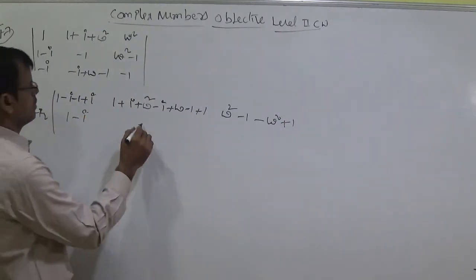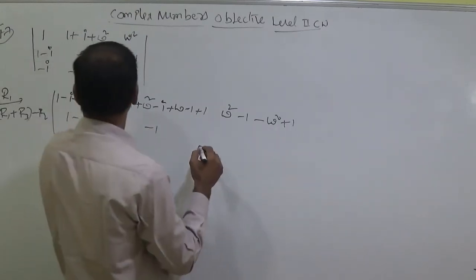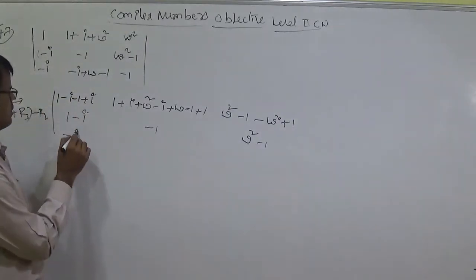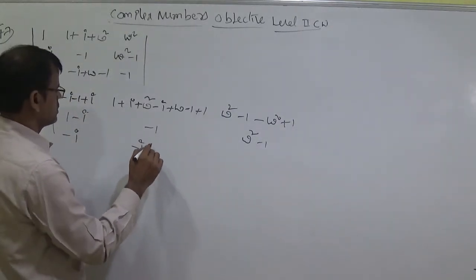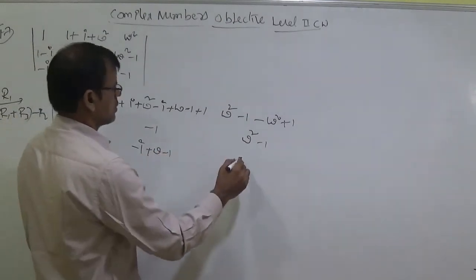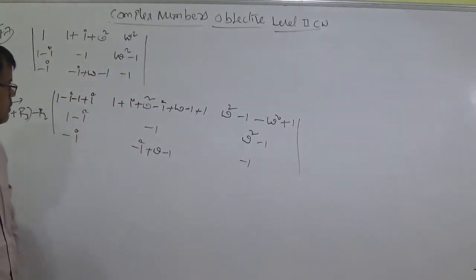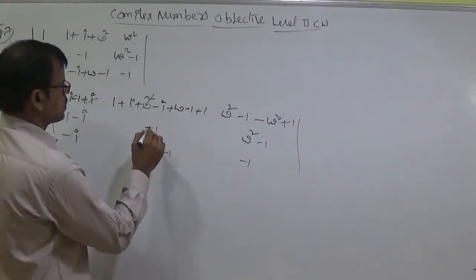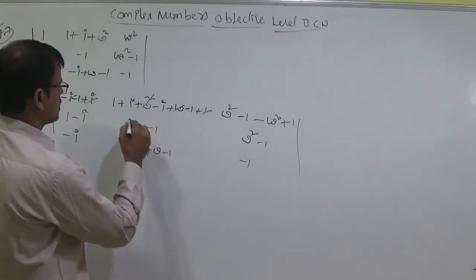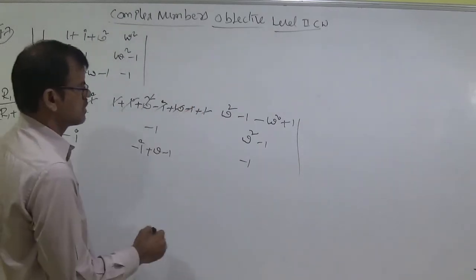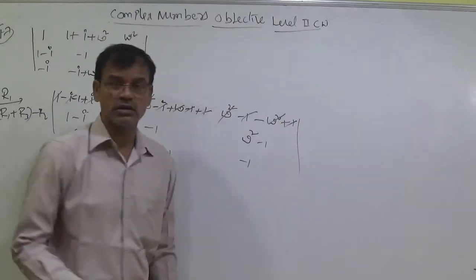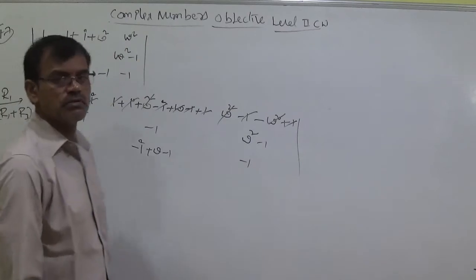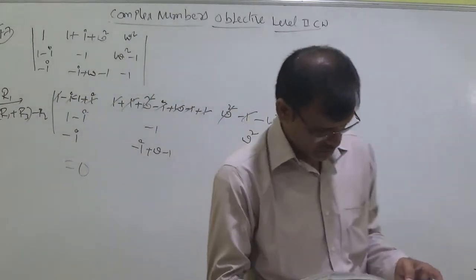The entries are 1 plus i plus omega square, 1 minus i minus 1, omega square minus 1, minus i plus omega minus 1, minus 1. Here 1 minus 1 gets cancelled, i minus i gets cancelled, omega square plus omega plus 1 gets cancelled, and omega square minus 1 minus 2 gets cancelled. So the first row became 0. Whenever the first row is totally 0, the determinant is 0. So the answer is 0.